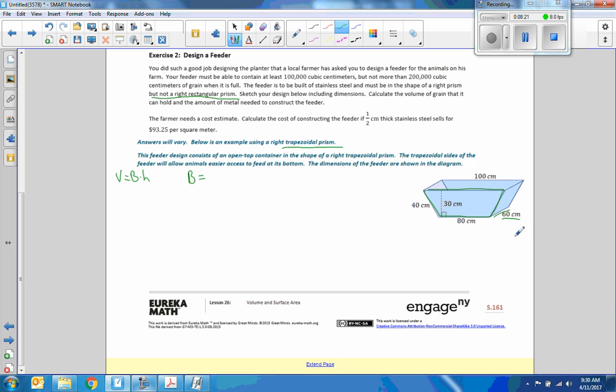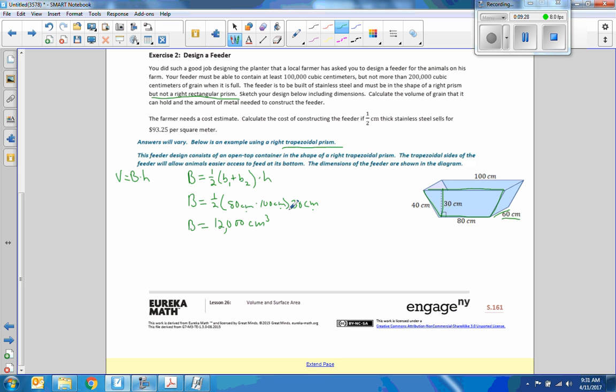This is the height of that prism. Okay, so the base is a trapezoid, and the area of a trapezoid is 1/2 times (base 1 plus base 2) times height. So that is going to be 1/2, base 1 is 80 centimeters times base 2, which is the top, 100 centimeters. And then the height is right here, 30 centimeters. So the base area is 80 times 100, which is 8,000. Half of that is 400. 400 times 30 is 12,000.